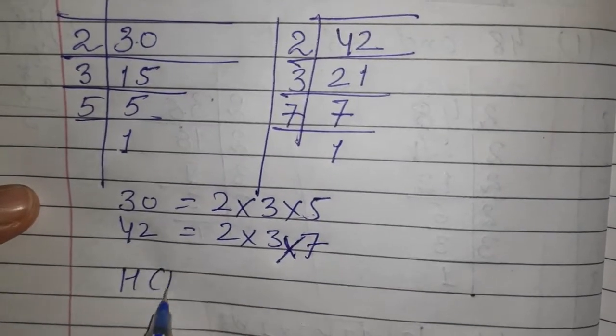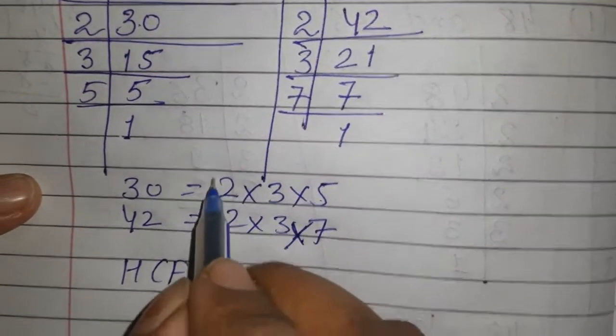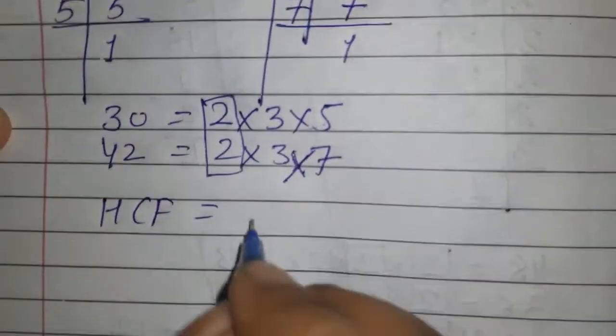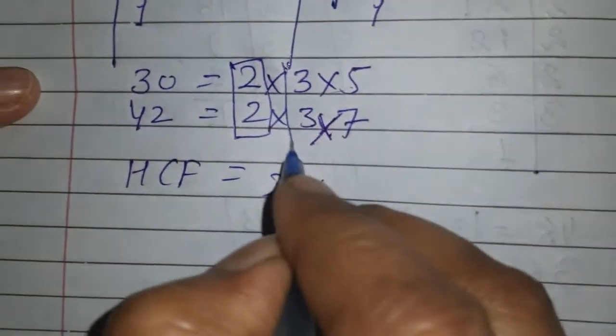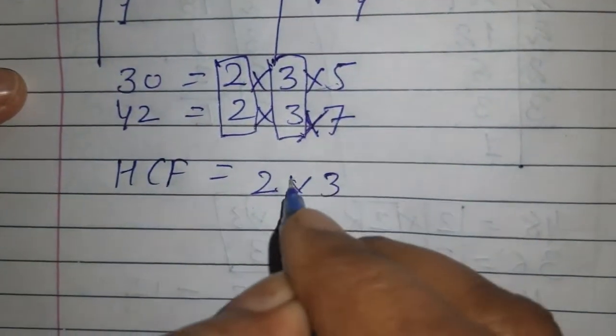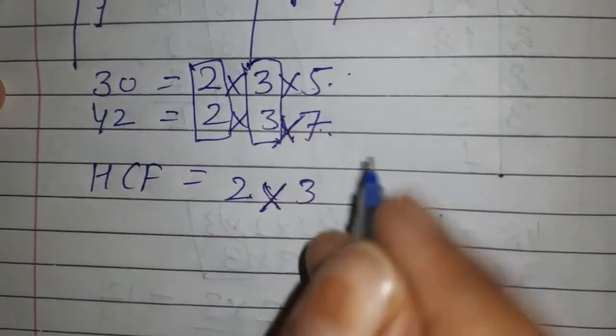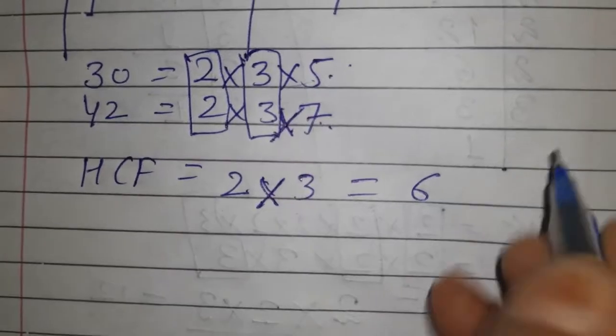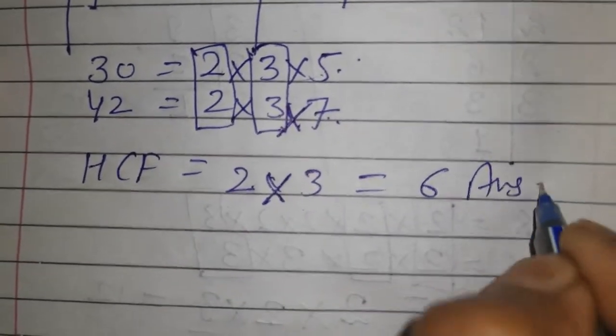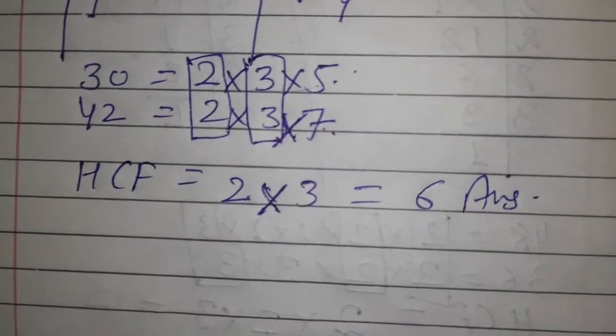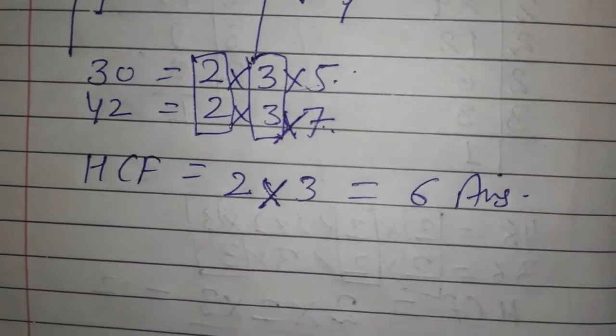Now HCF, how will you find the HCF? Make the pair. See, this 2 is in both, so write 2. This 3 is also in both, so write 3. 5 is here, but here no 5. Here 7, but here no 7. So leave it. So what is your HCF? 6. So this is your answer. This way you find the HCF by the prime factorization method.